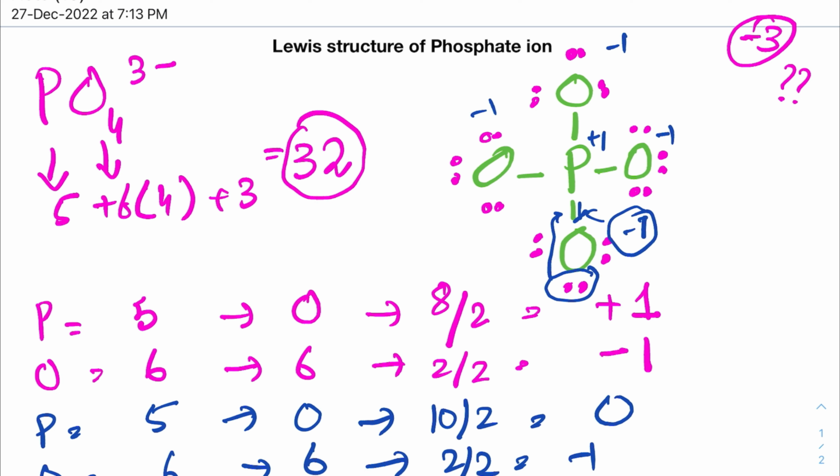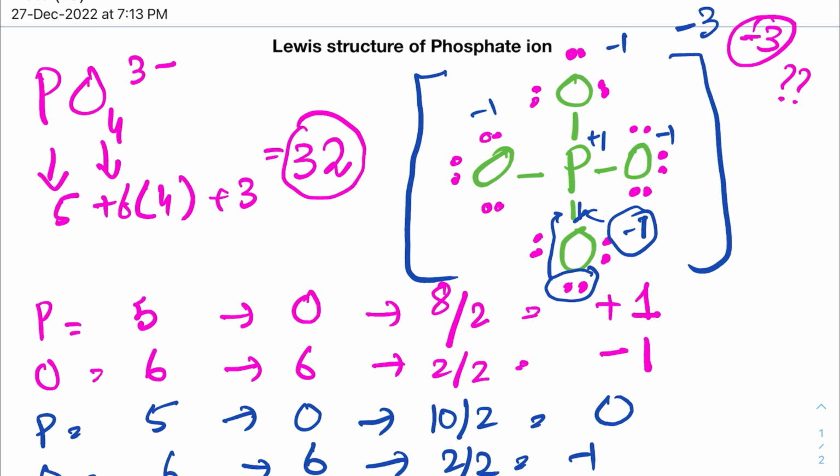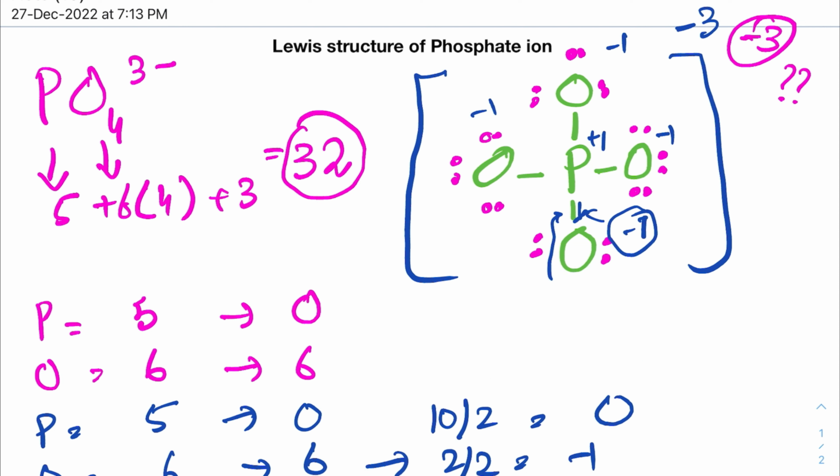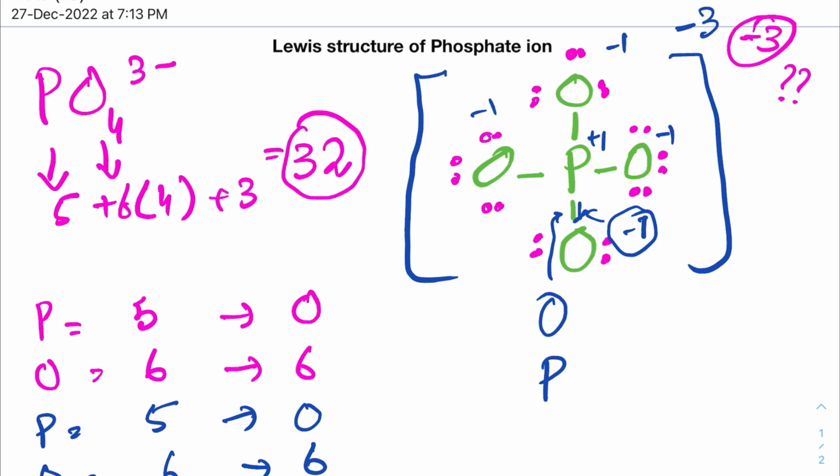So now we draw the structure in such a way that it would be written like this, with -3. So that's how we write down the structure of the phosphate ion with the help of the Lewis structure. So again I write it down like this: P double bond O.